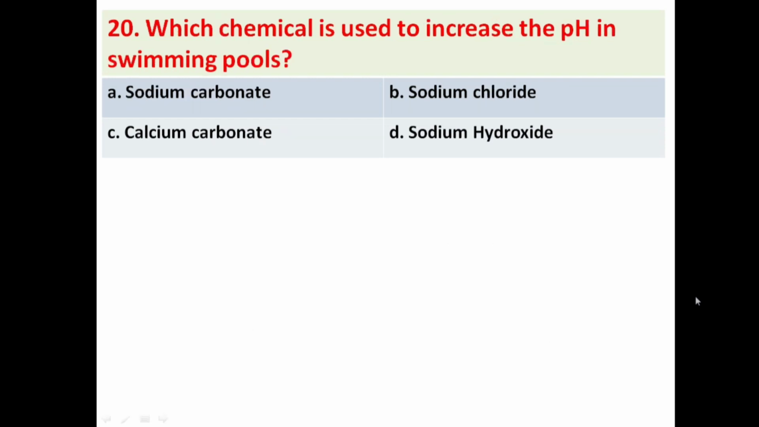Next question, which chemical is used to increase the pH in swimming pools? Option A, sodium carbonate, B, sodium chloride, C, calcium carbonate, D, sodium hydroxide.